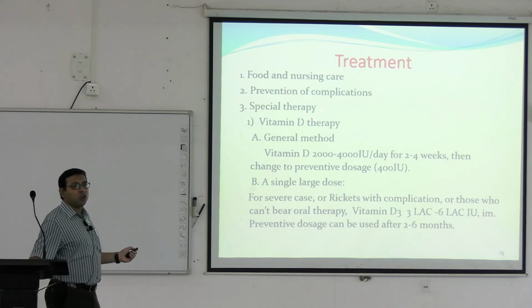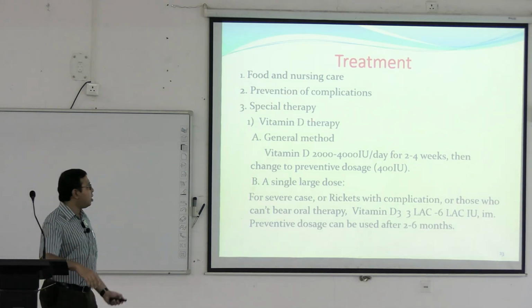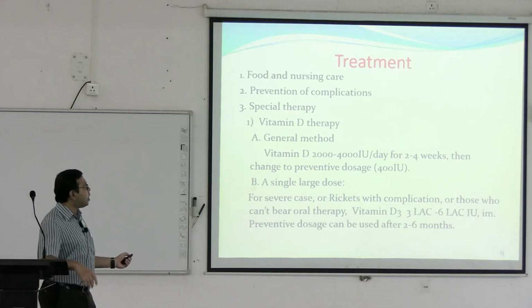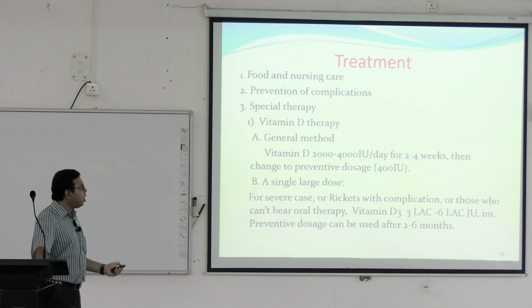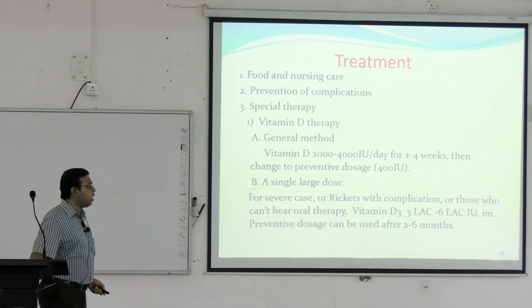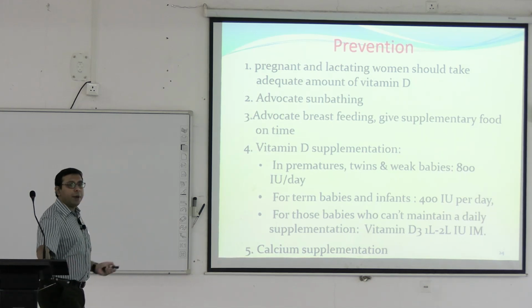Treatment is food and nursing care, since it happens mainly due to malnutrition and vitamin D deficiency. Prevention and special therapy, that is vitamin D therapy. High doses of vitamin D are usually given, 2000 to 4000 international units per day. A single large dose can also be given in some cases. Details are not required.